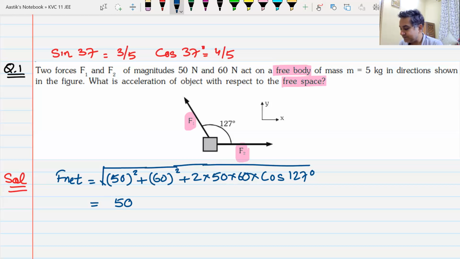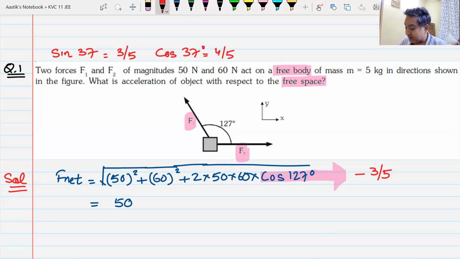Put the values. I can't help you with maths. If I keep on putting the values and showing you that you are going to get this, I will waste a lot of time and you will not be doing anything with your own hands. Put the values with your own hands. The value of cos of 127 is minus 3 by 5. Now put the values and you will get the answer. Are you getting it? Yes, sir.